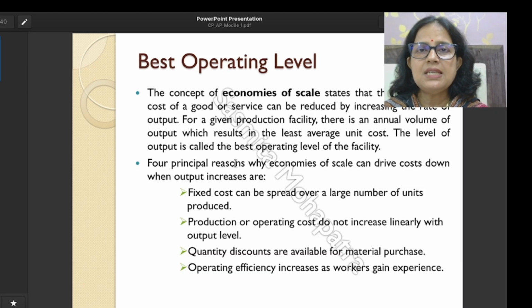Operating efficiency increases as the workers gain experience. When we go on doing the same type of job again and again, the operators become very acquainted and experienced with the same work. So the efficiency of the workers increases. So these are some of the reasons why we go for achieving the economies of scale.